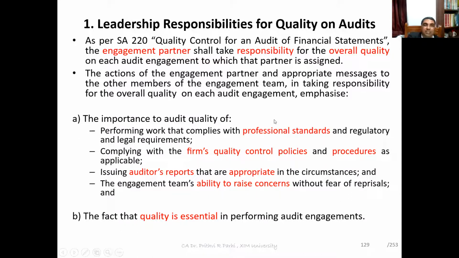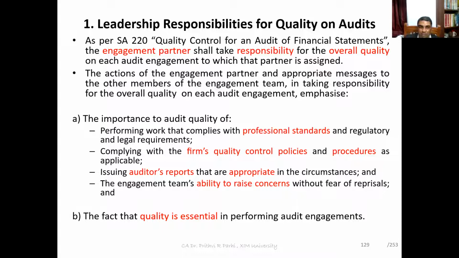If you refer to SA 220, which talks about the quality control for an audit of financial statements, it says the engagement partner shall take the responsibility for the overall audit quality on each audit engagement to which that partner is assigned. So overall responsibility of maintaining audit quality lies with the engagement partner.